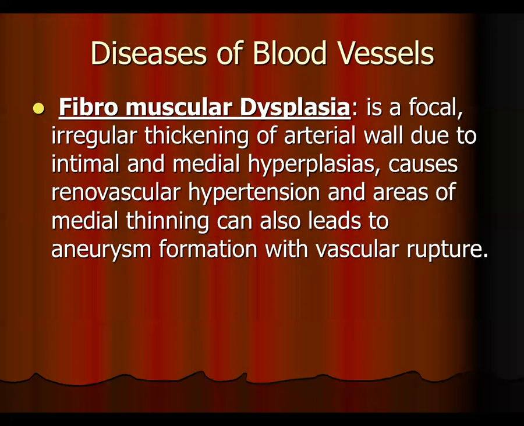And the third condition, a developmental anomaly related to the vessel wall, is fibromuscular dysplasia. It is a focal irregular thickening of the arterial wall.